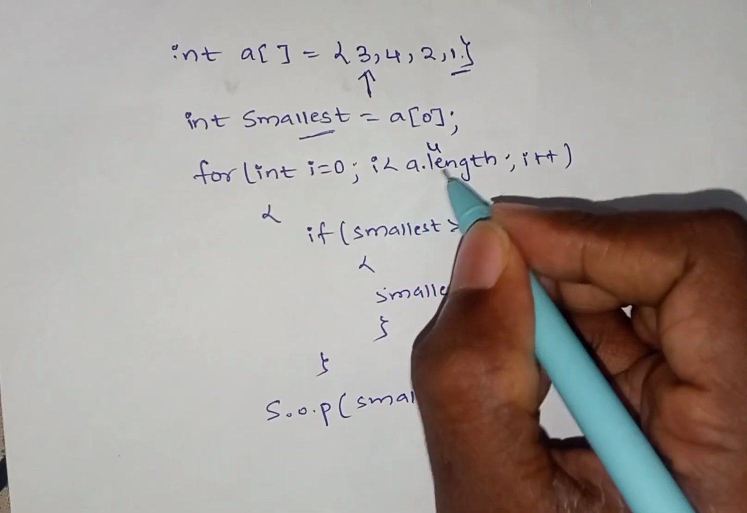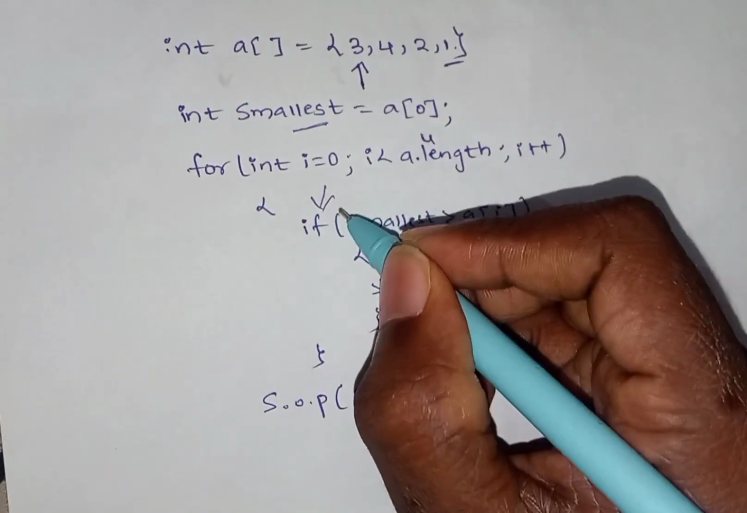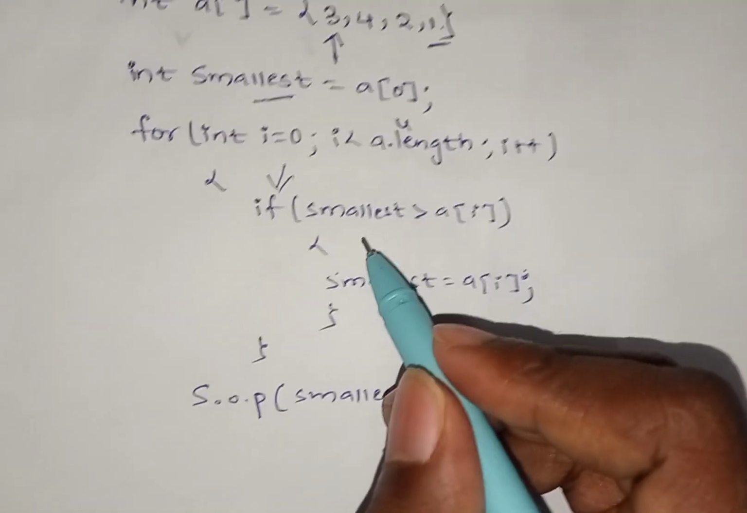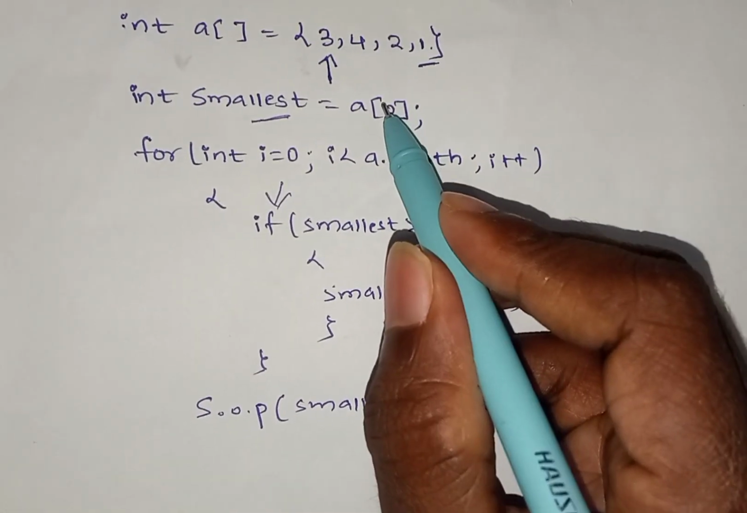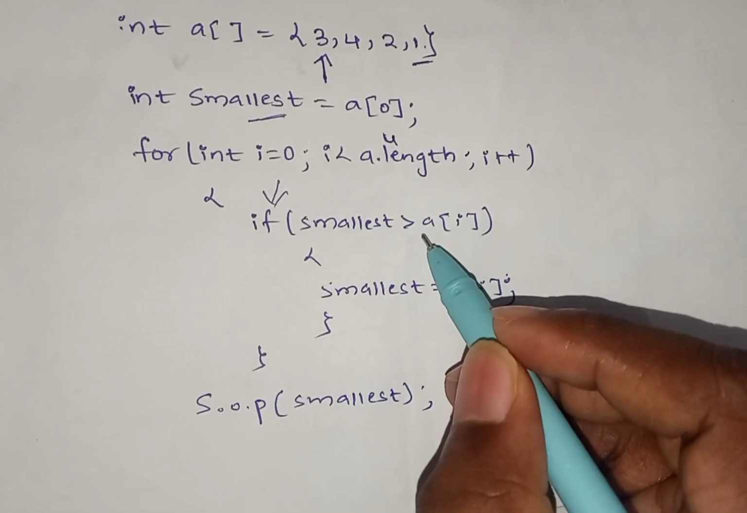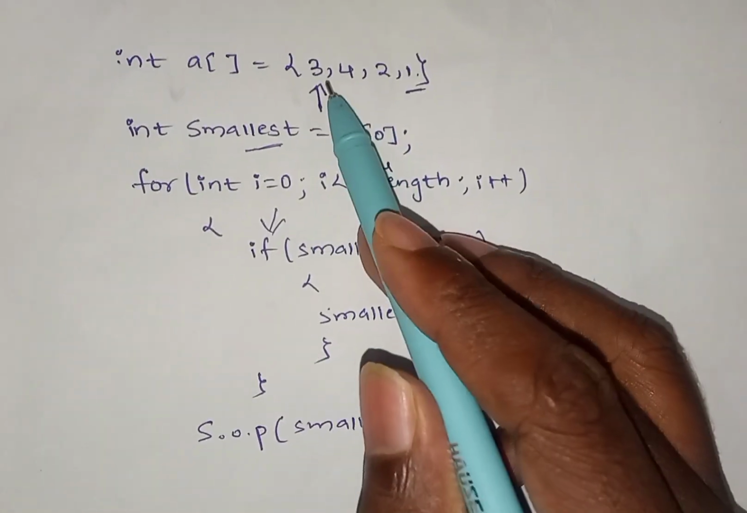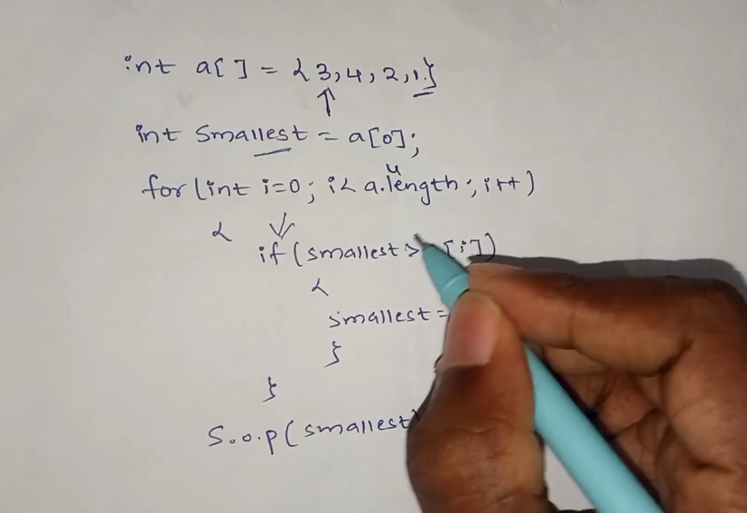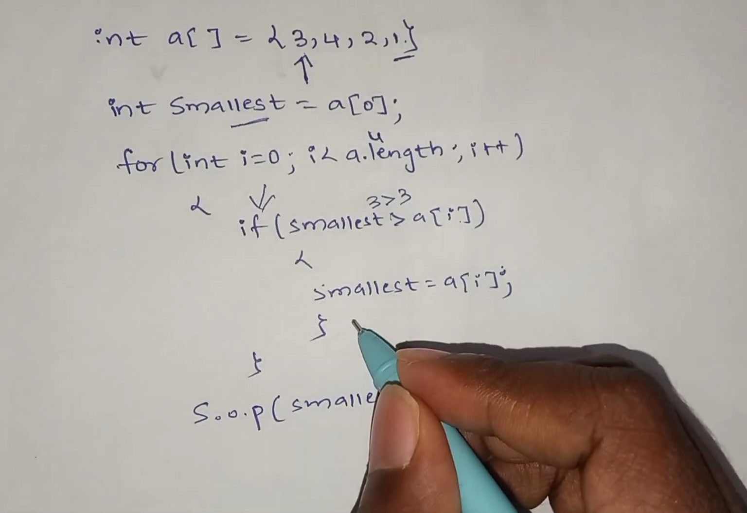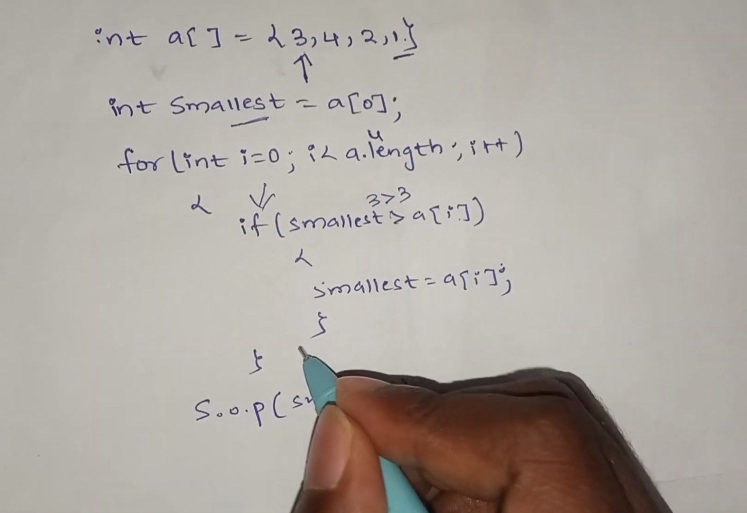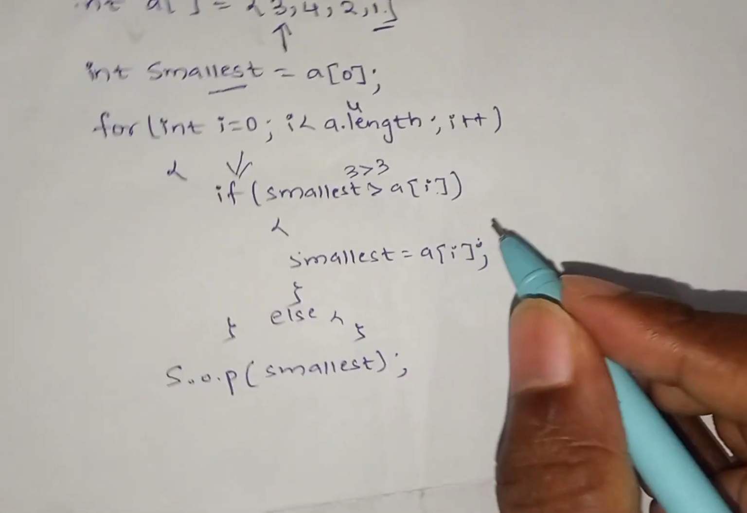So i less than 4, that is 0 less than 4, condition is true. So it enters into the loop and checks for the if condition, that is if smallest greater than a of i. So smallest value is 3, right? 3 greater than a of i. a of i means a of 0. So a of 0 value is 3. 3 greater than 3, condition is false, so it will not enter to the if block. Instead it comes out of if block and executes else block. So here do nothing.